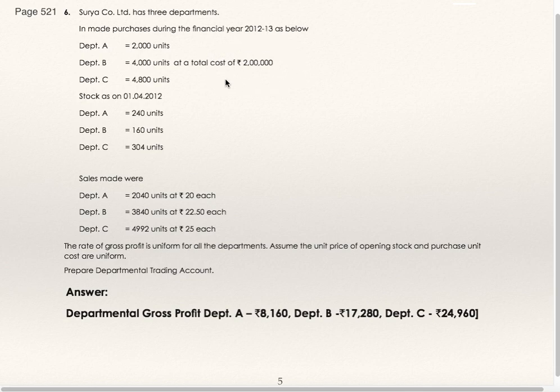Distribute these 2 lakhs total cost in composite ratio. So you will get purchase cost for all the 3 departments. Then you can find out purchase price per unit for all the 3 departments. Use that purchase price per unit rate for valuation of opening and closing stock. So try doing this and check whether your answer matches with the answer given here.